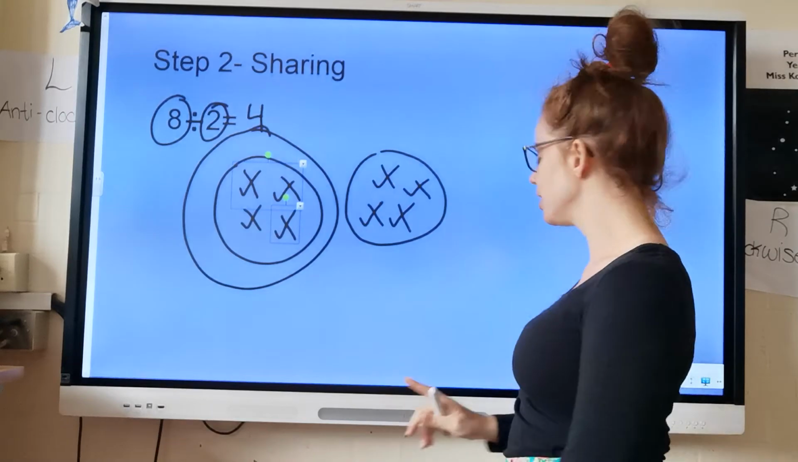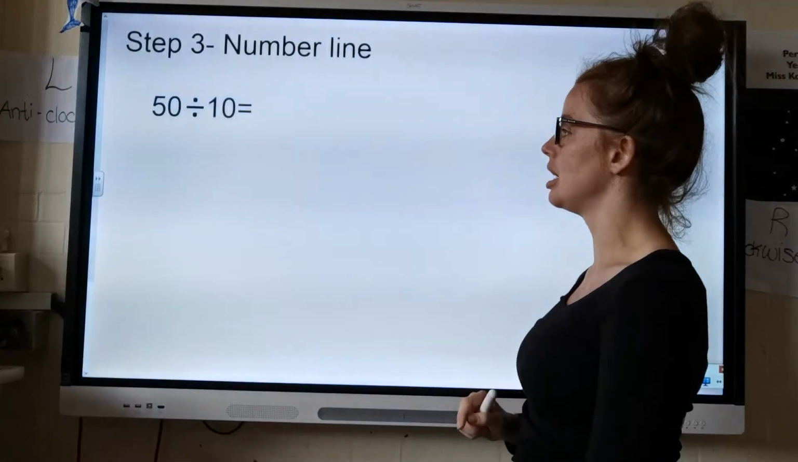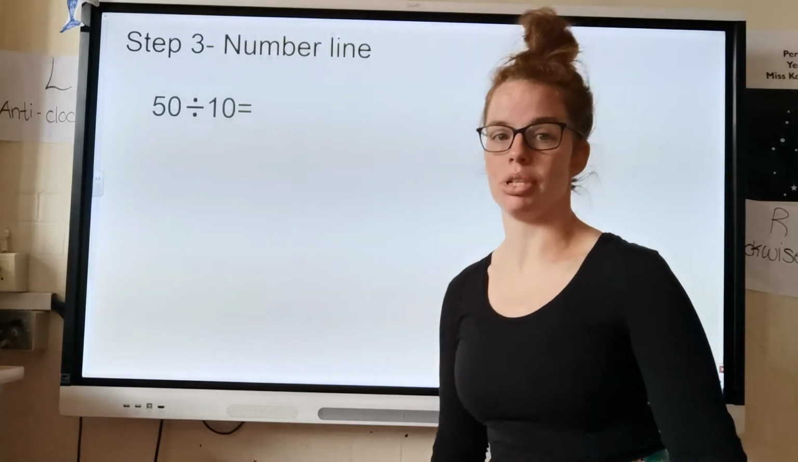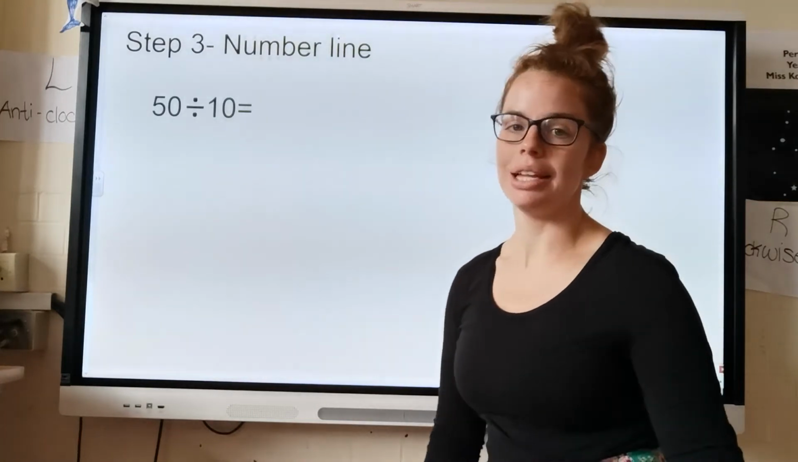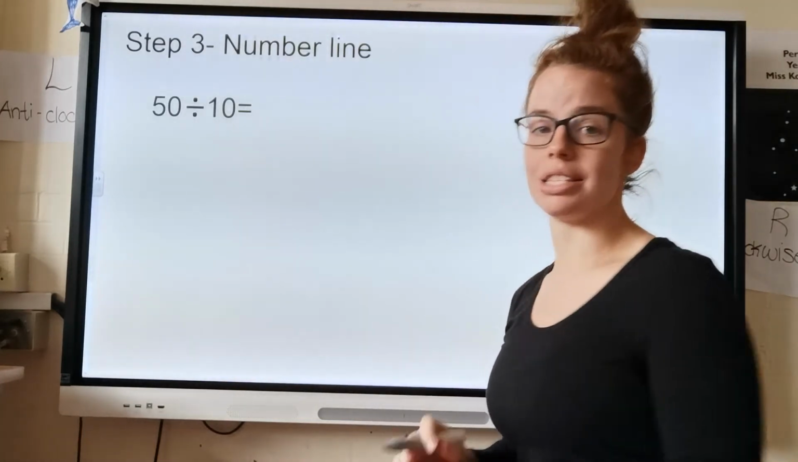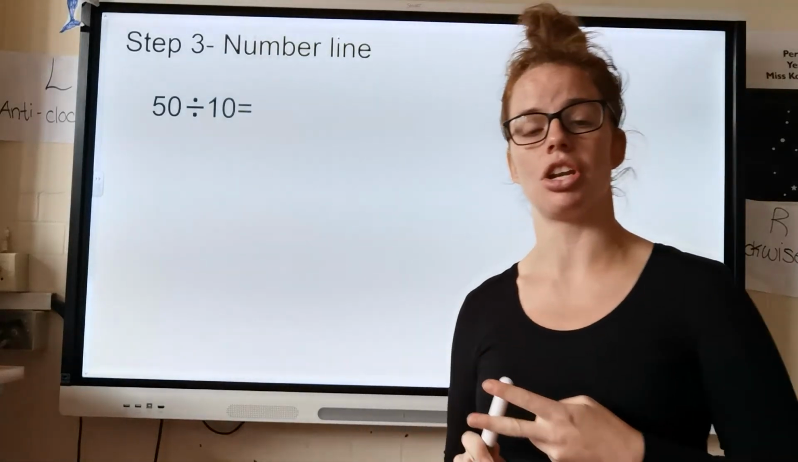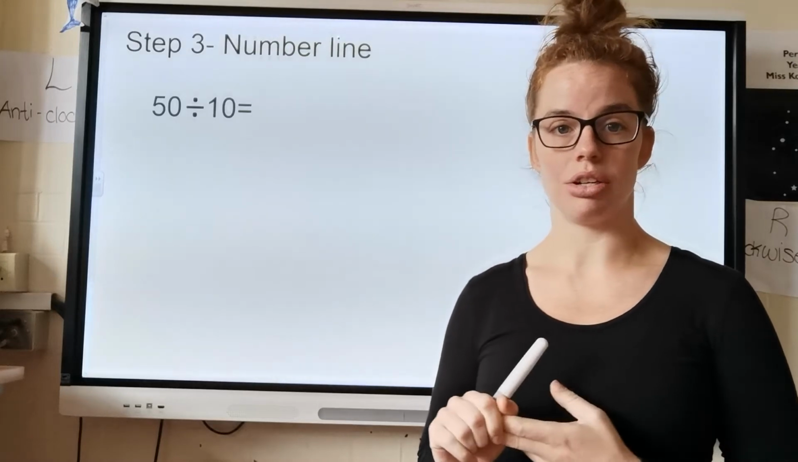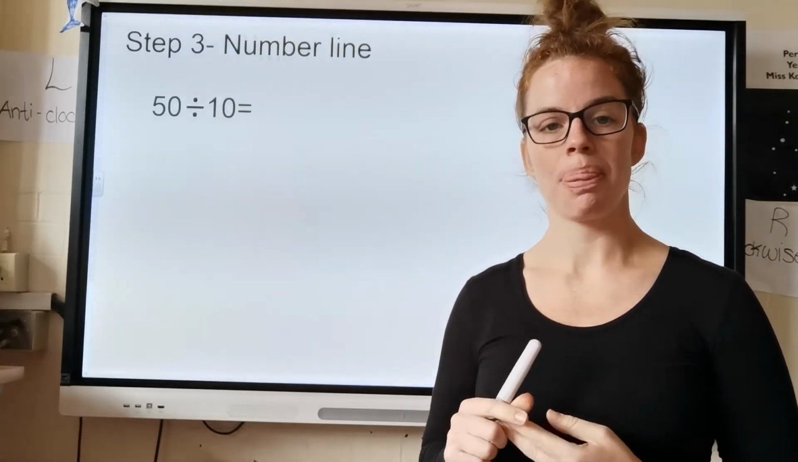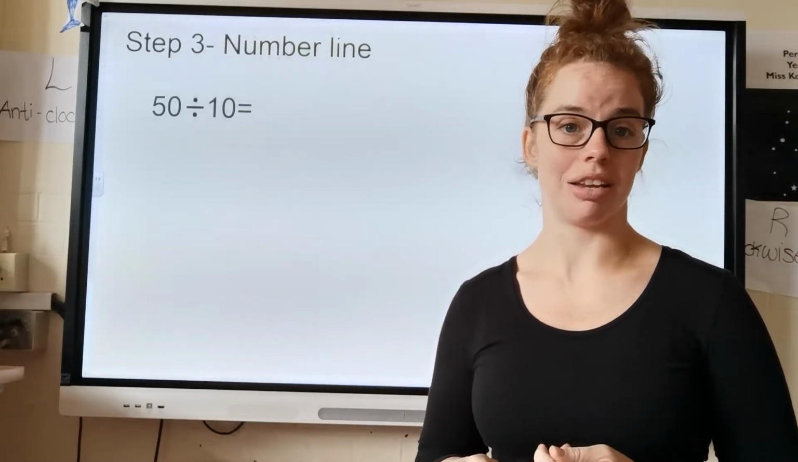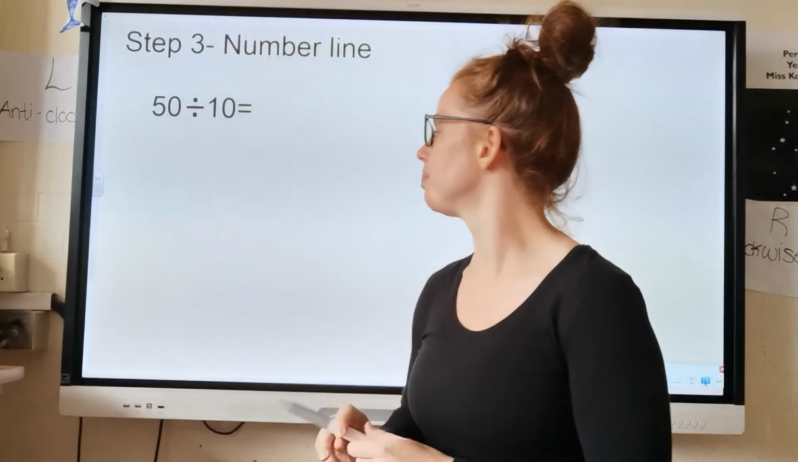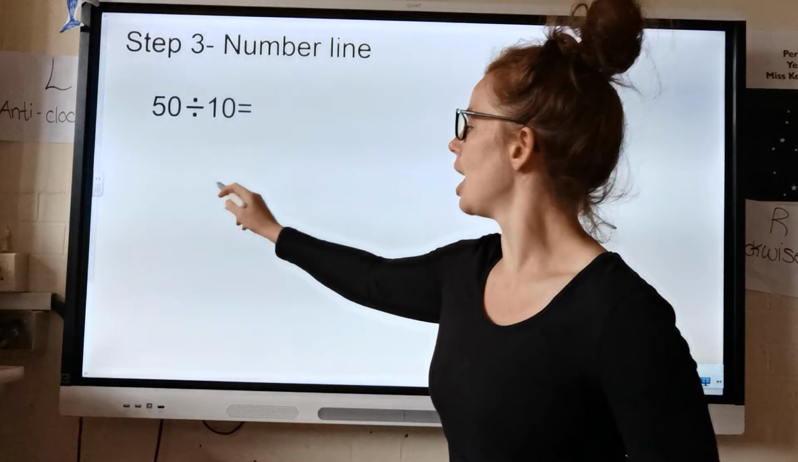All right, and our final step that we teach them, this one we only teach in year 2, is number line. So for our number line, we are going to start at 0. So for multiplication and division, we always start at 0. No matter what, we're starting at 0 for multiplication and division. For addition and subtraction, it's different. So for multiplication and division, we start at 0. So we draw our number line.